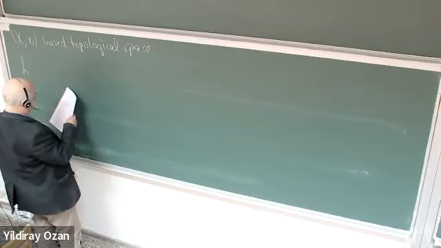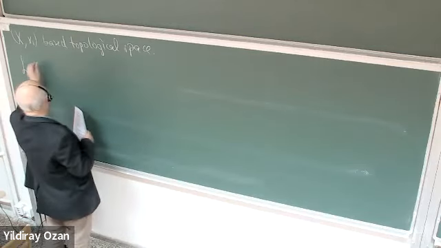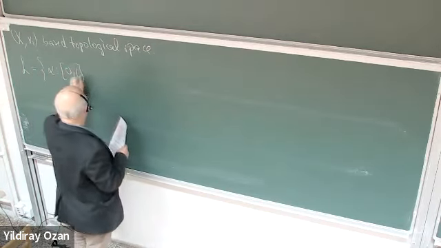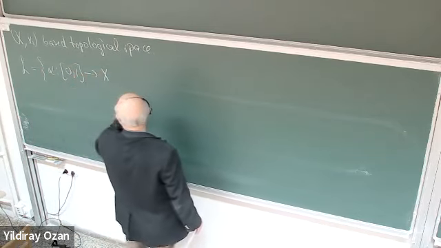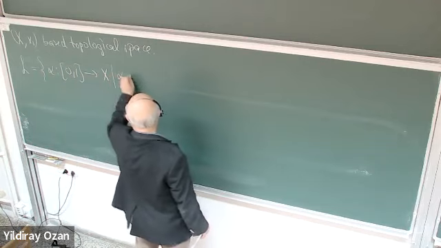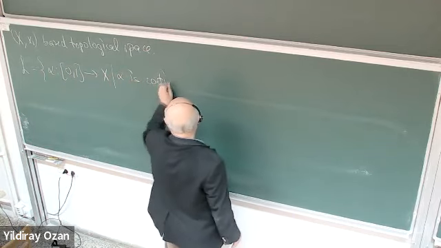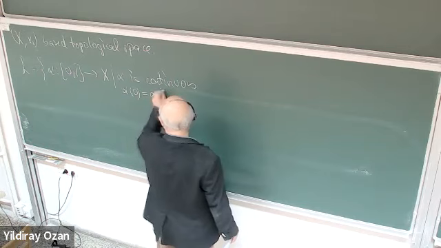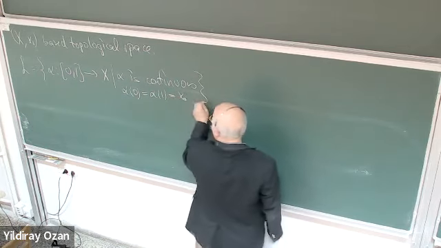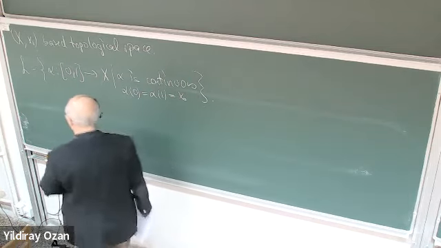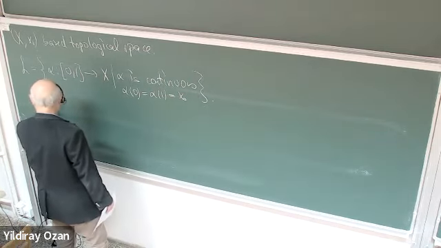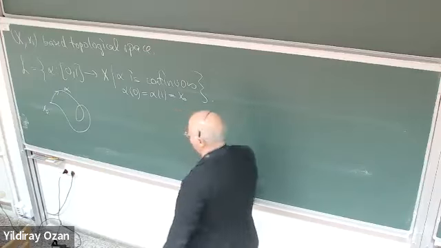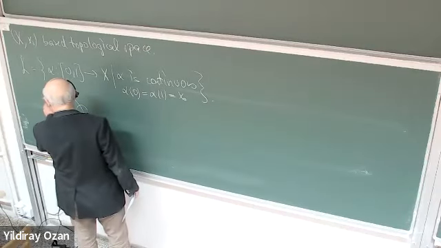We define the set of loops. So what is this? This is the set of all loops, let's say alpha from 0, 1 into x. Alpha is a continuous function satisfying the following: both endpoints are mapped to the base point x0, okay? So here we have the point x0 and we just consider all paths starting and ending at the point x0.